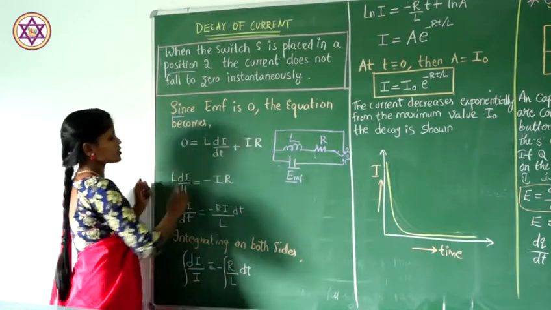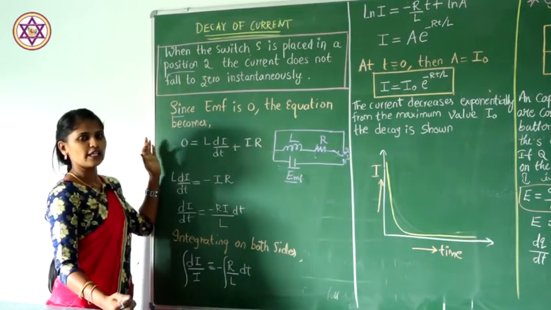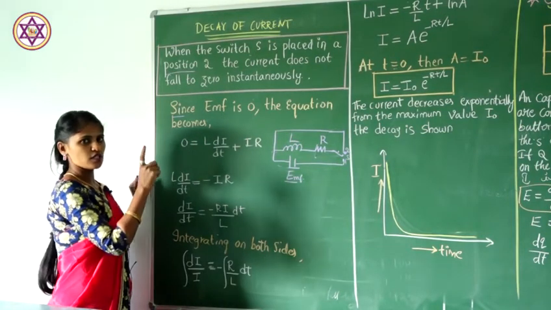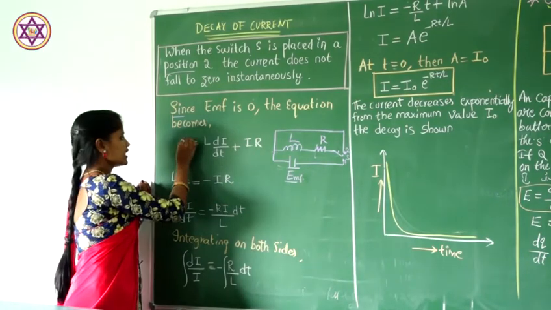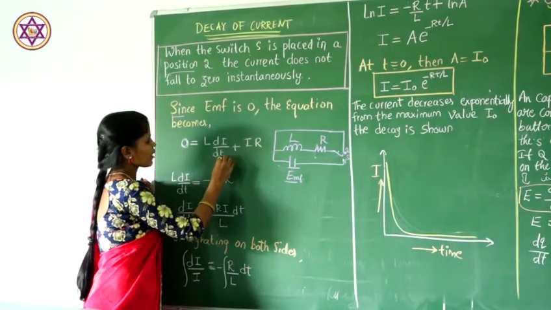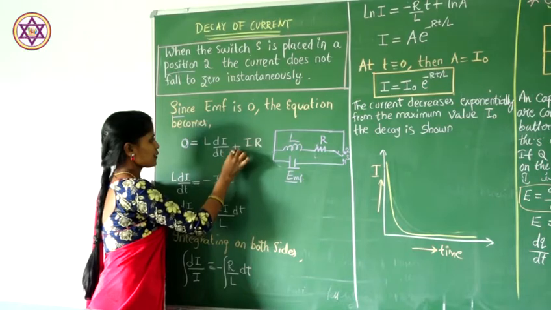Since the EMF is also 0, the equation becomes E is equal to L into di by dt plus IR. Here the EMF should be 0, so 0 is equal to L into di by dt plus IR.